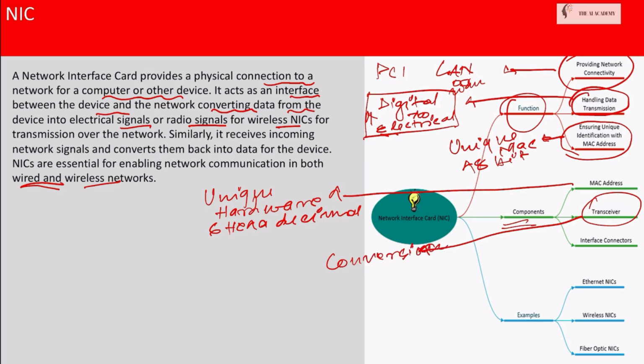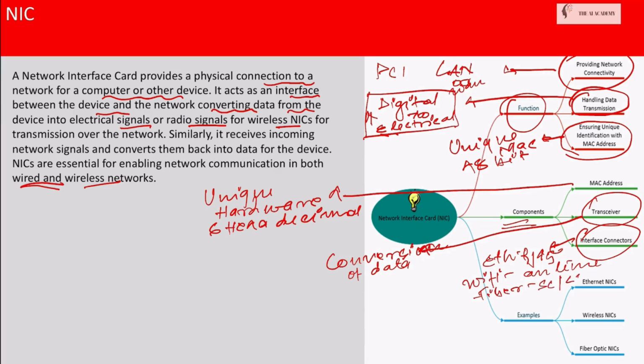The interface connectors. NICs have various interface connectors to link them to the network medium. For Ethernet NICs, this is typically an RJ45 port for connecting Ethernet cables. Wireless NICs have built-in antennas for Wi-Fi communication. Fiber optic NICs have specialized connectors, such as SC or LC connectors, for connecting to fiber optic cables.